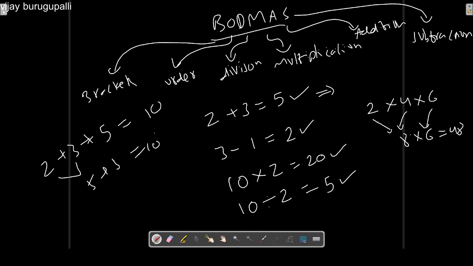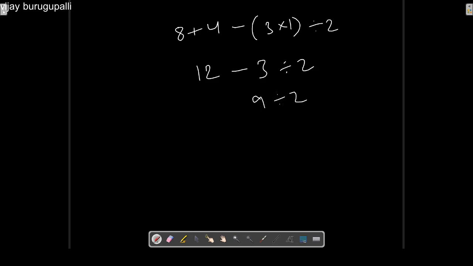The real problem arises when there is a problem like 8 plus 4 minus 3 into 1 divided by 2. Mostly people will solve this as 8 plus 4 is equal to 12 minus 3 is 9, into 1 is 9, divided by 2. 9 divided by 2 equal to 4.5.